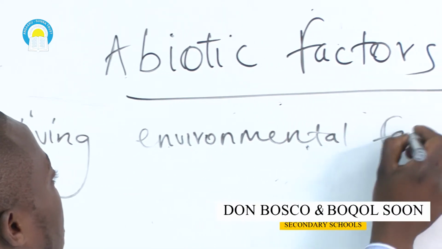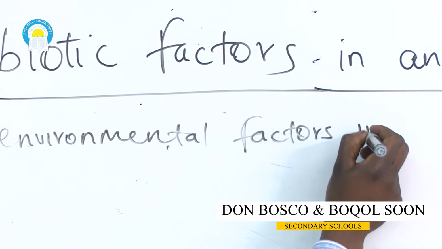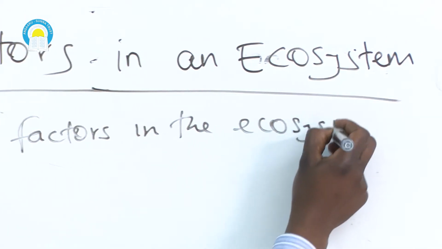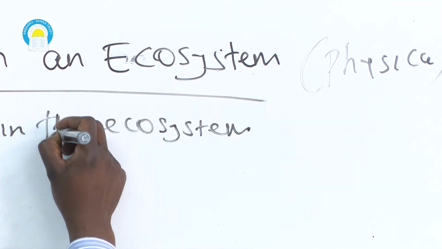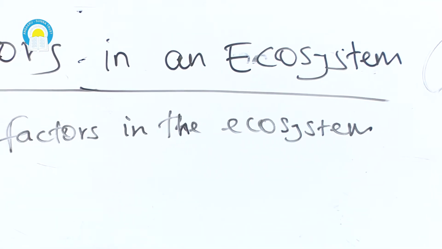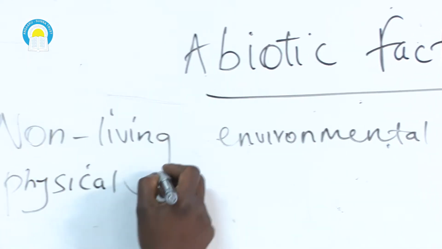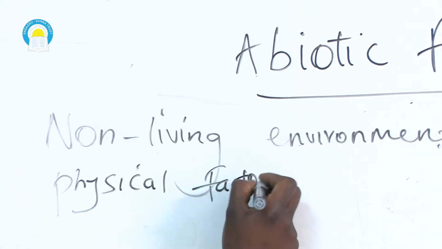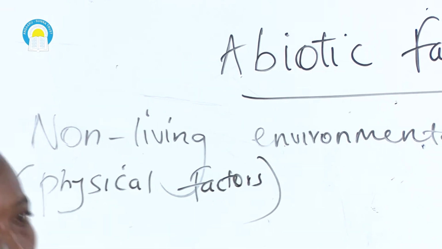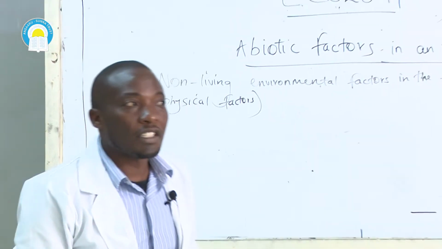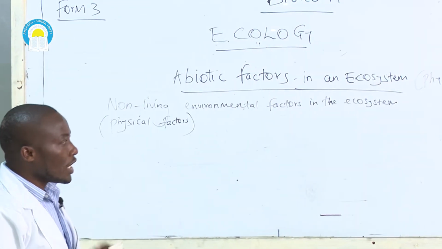Environmental factors in the ecosystem. They are also called physical factors, non-living environmental factors that affect the distribution of living organisms in an ecosystem.